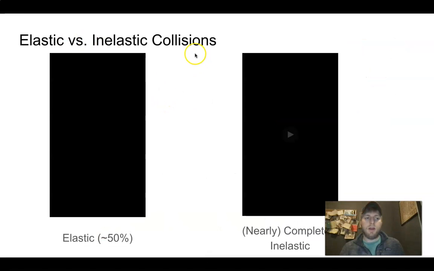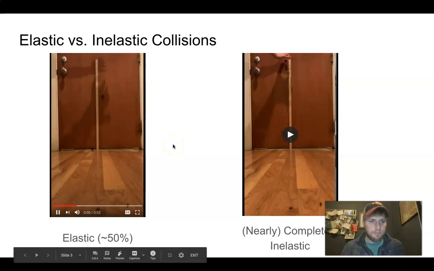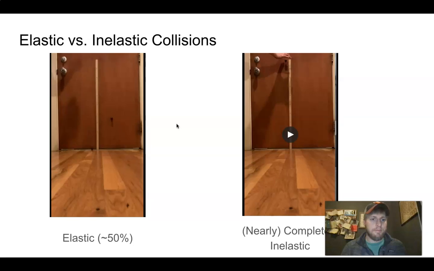So when we talk about collisions, we want to talk about elastic and inelastic collisions. I'm going to show you an example of what would be like a 50% elastic collision. So I'll play that again. You can see that marble bounces. I dropped it from 1 meter and it bounced up to right around 50 centimeters high. That's about a 50% elastic collision.